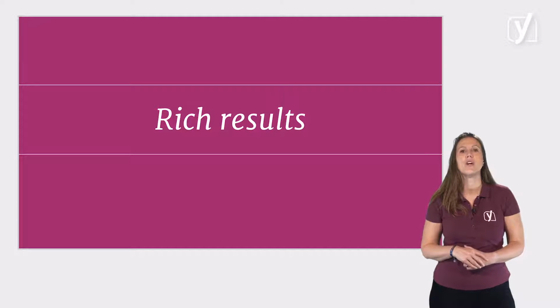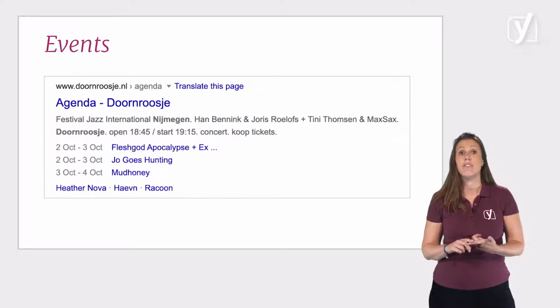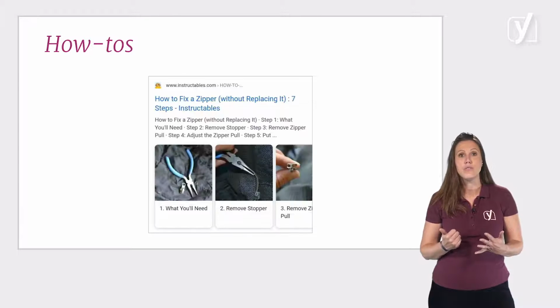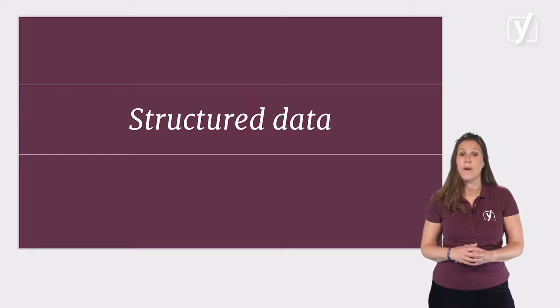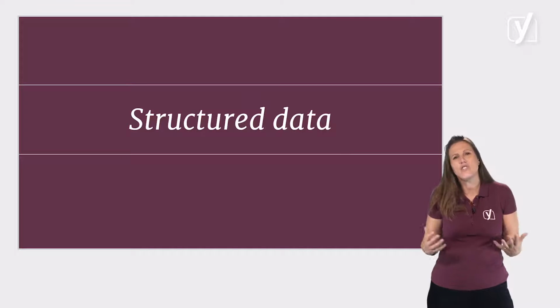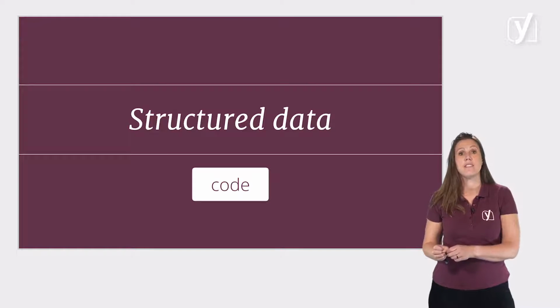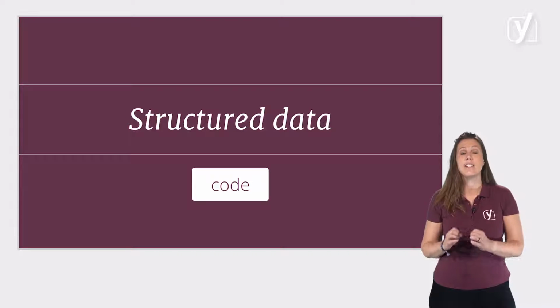These results are called rich results. And there are many types of rich results. For example, rich results can show videos, events, product information, FAQs, news articles, how-tos, job postings, and more. And to get rich results like this, you need to add structured data to your website. So, what is structured data? Well, that's a piece of code written in a specific format. And its goal is to help search engines or platforms like Pinterest, Facebook or Twitter to understand the content of a page.